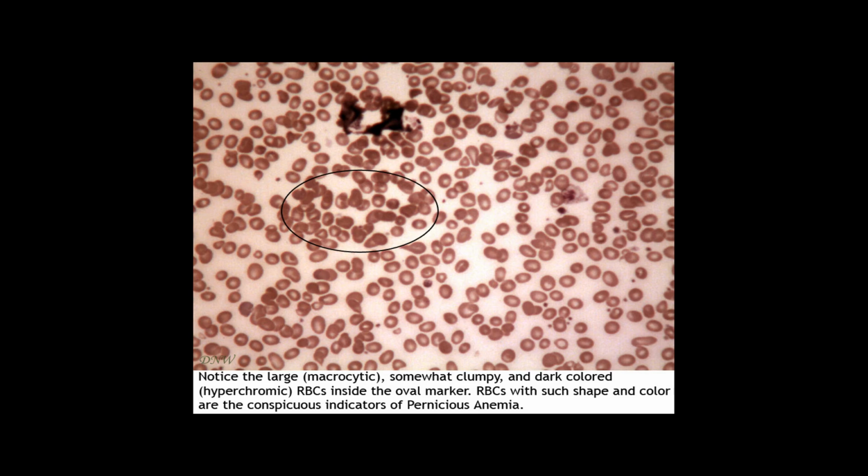So notice the large macrocytic, somewhat clumpy, dark-colored, hypochromic red blood cells inside the oval marker. Red blood cells with such shape and color are conspicuous indicators of pernicious anemia. Probably should have had that in the pernicious anemia portion.